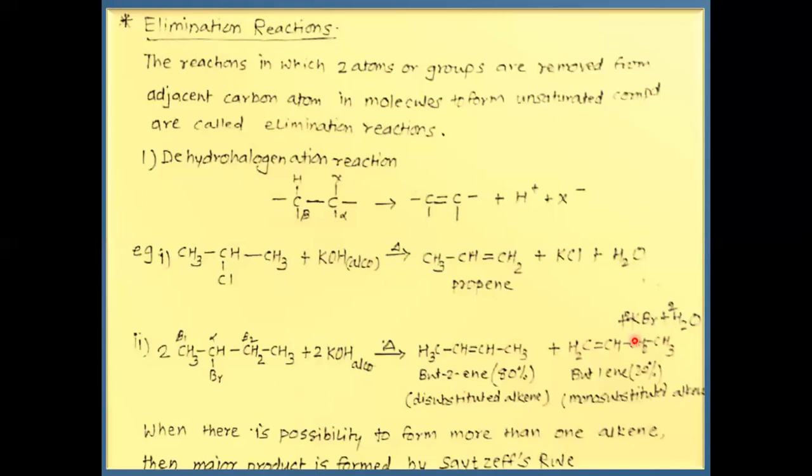So when there is a possibility of forming more than one alkene, the major product is formed by Saytzeff's rule. Here the di-substituted alkene is the major product, and it is formed according to Saytzeff's rule. Now what is Saytzeff's rule? Let us see.